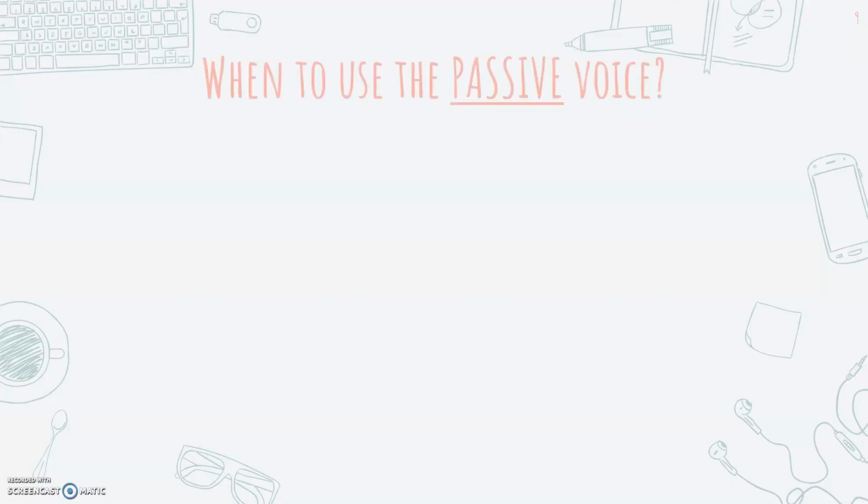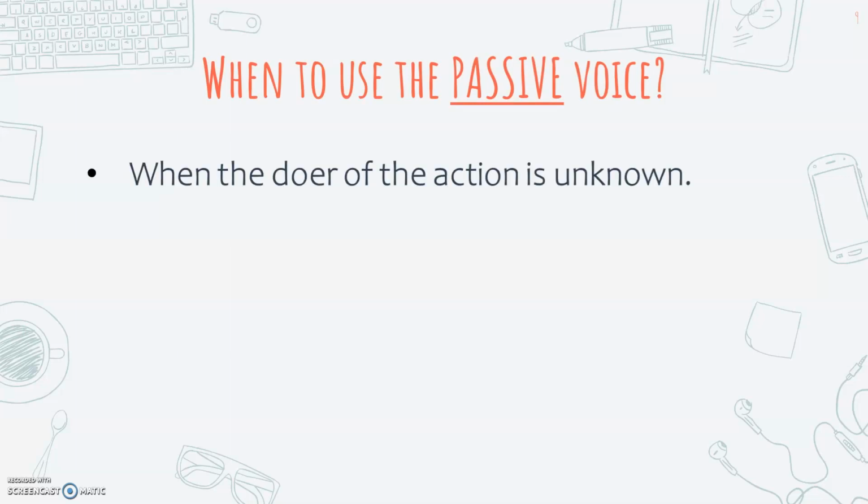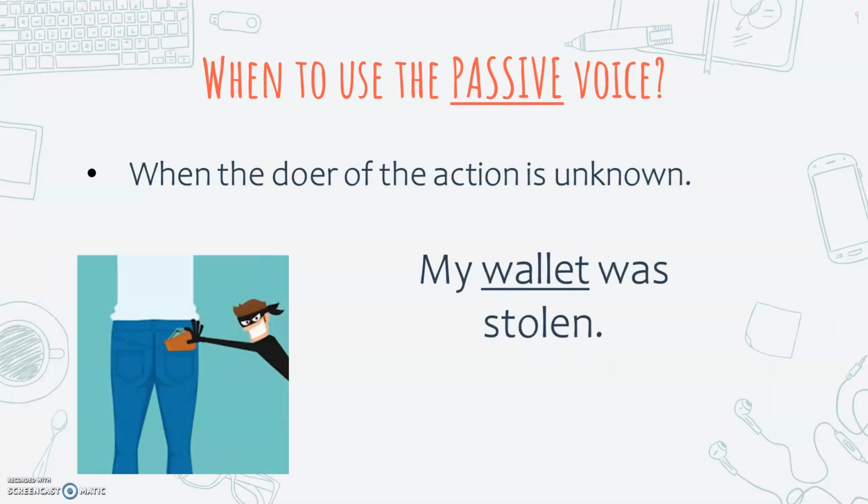Now, when do we use the passive voice? It is when the doer of the action is unknown. For example, my wallet is stolen. We cannot add the preposition by because we do not know who stole it. Here we focus on the receiver of the action, which is my wallet.